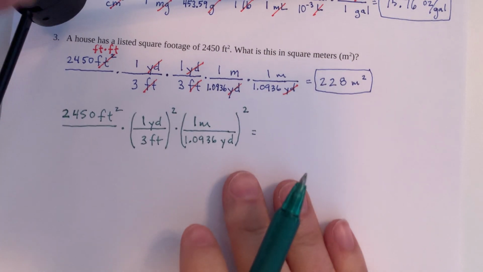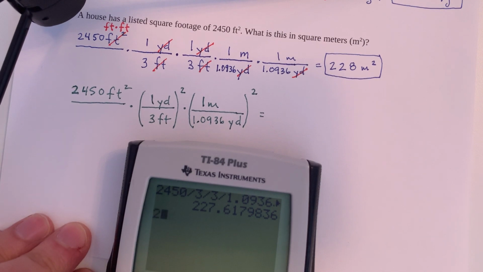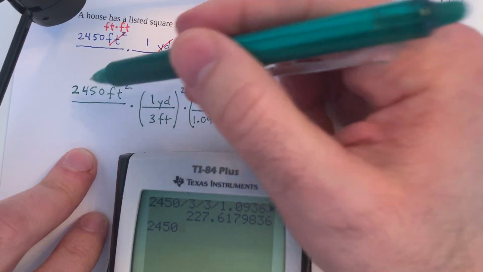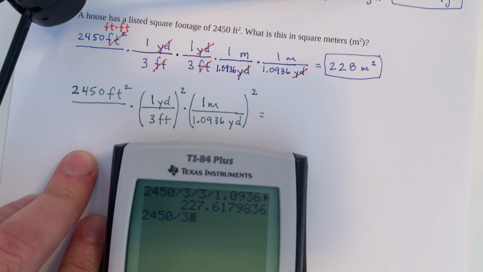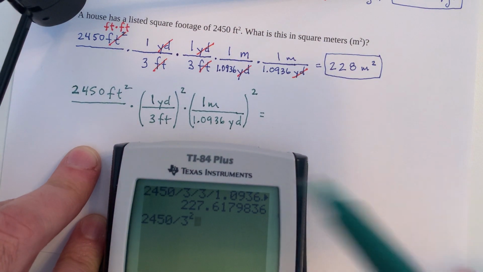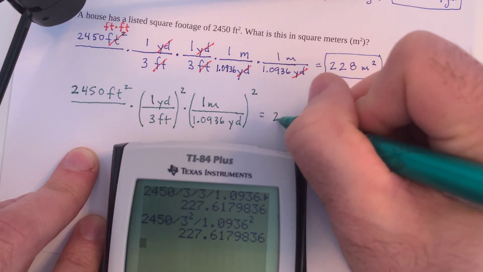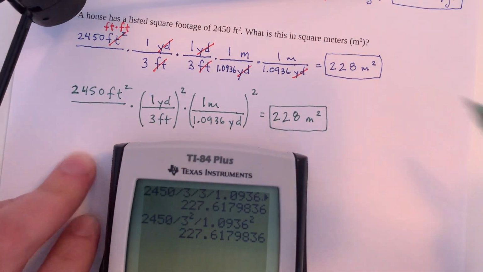When you type this in your calculator, 2,450. Now this squared is only on the feet here, so that's already been squared, but these have not. So we're going to do divided by 3 squared, because we're squaring that on the bottom. If there's something on the top, we do times whatever it is squared. Then we divide by 1.0936 squared, and boom. It gives us the same answer, just like that.